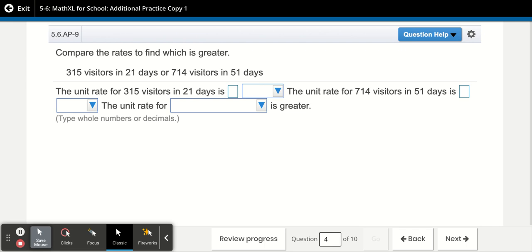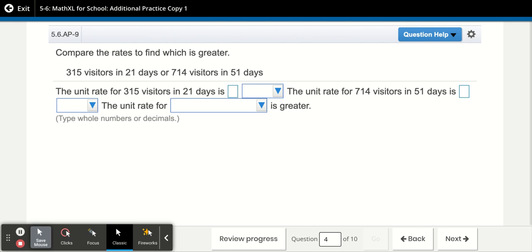All right, now, am I losing track of what problem I'm on? Oh, yeah. Now we're going to compare the rates to find what is greater. So 315 visitors in 21 days or 714 visitors in 51 days. Neither one of them is a unit rate. But why do we want to know what's greater?